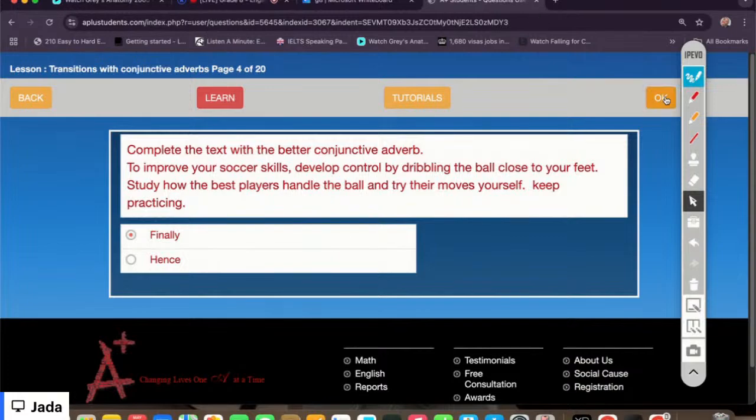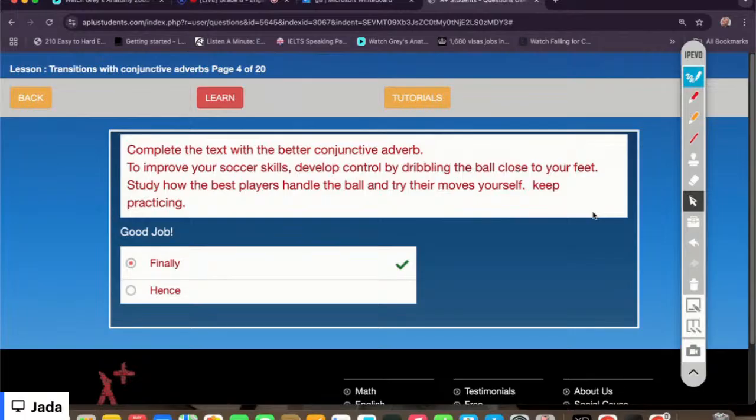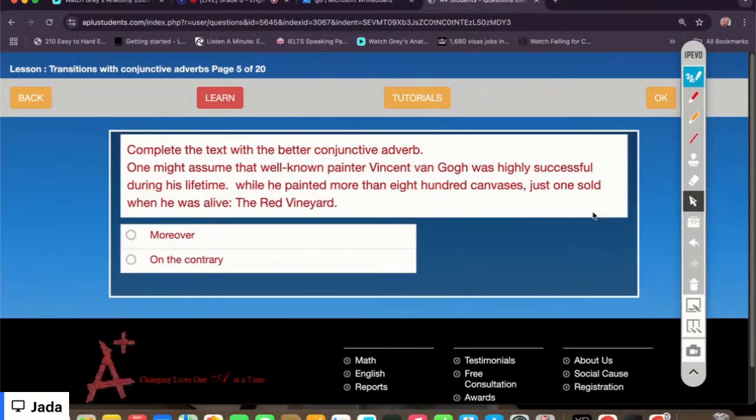Alright, so we have finally, keep practicing. Okay. One might assume that well known painter Vincent van Gogh was highly successful during his time. While he painted more than 800 canvases, just one sold when he was alive, the Red Vineyard. So, moreover, or on the contrary.